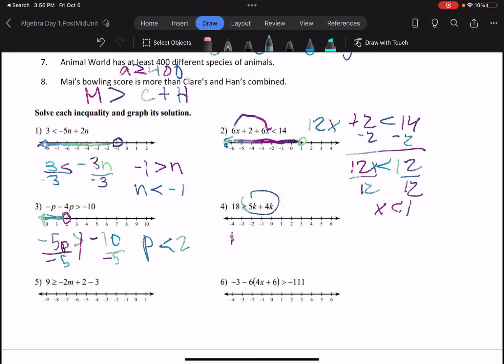This is going to be 9k, so 18 is greater than or equal to 9k. Divide both sides by 9, we get 2 is greater than or equal to k, or k is less than or equal to 2. So this time we are going to fill in our circle, and oops, I said it's less than or equal to, so I'm going to go down.